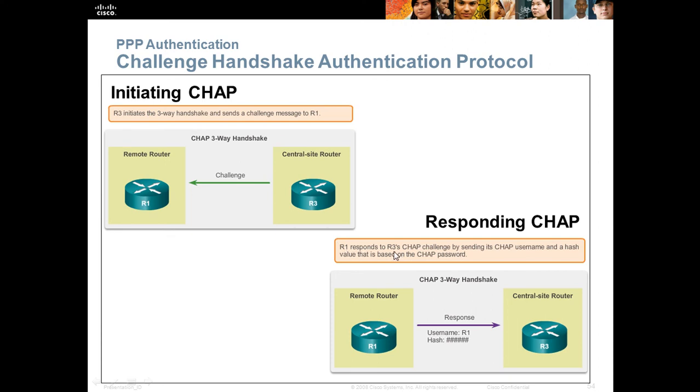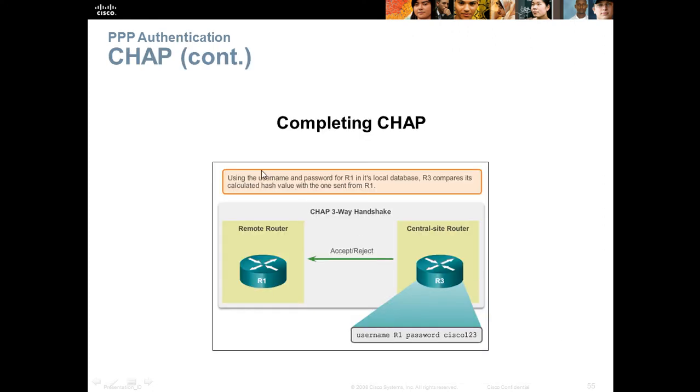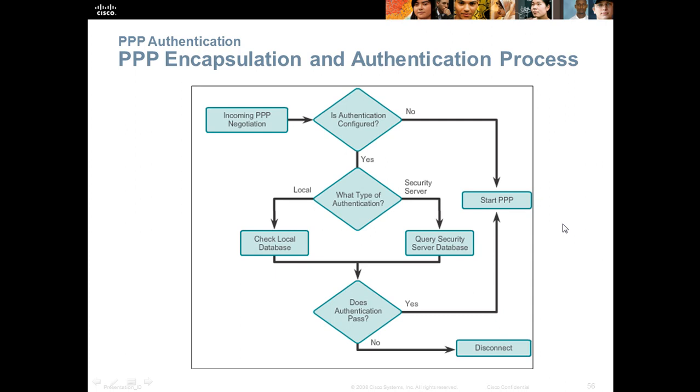Router 1 responds to router 3's CHAP challenge by sending its CHAP username and a hash value that is based on the CHAP password. Once router 3 receives the response, using the username and password for router 1 in its local database, router 3 compares its calculated hash value with the one sent from router 1, and then it can accept or reject the connection. And this is the flowchart showing how the PPP encapsulation and authentication process takes place.